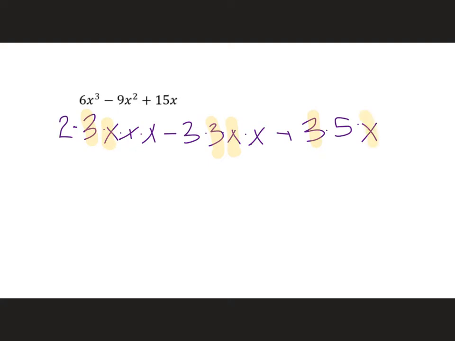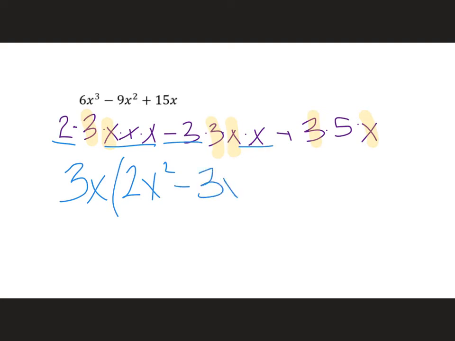So I could write this in factored form. The greatest common factor would be 3x. So I'll go ahead and write 3x, and then the other factor of each term will go inside the parenthesis. So 3x times 2x squared, that would be what's left over from the first term. For the middle term, we have a negative 3x, and for the last term, we have a positive 5.